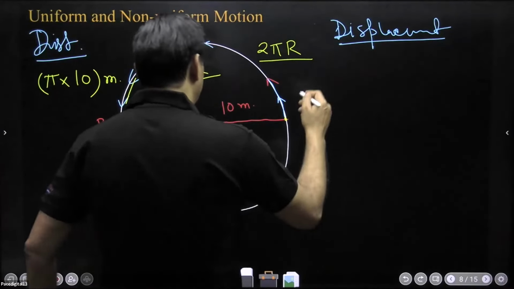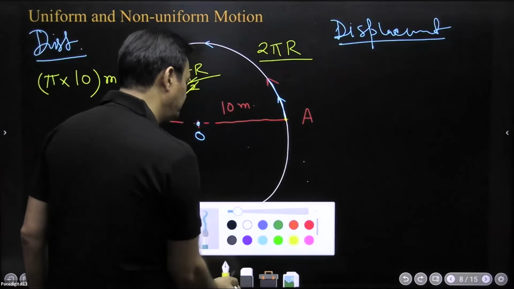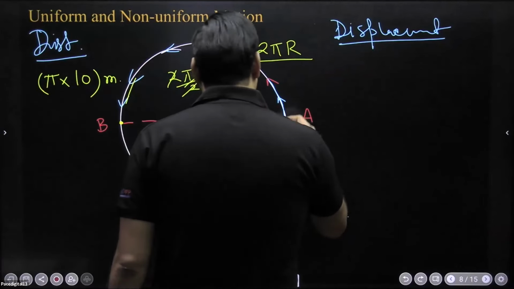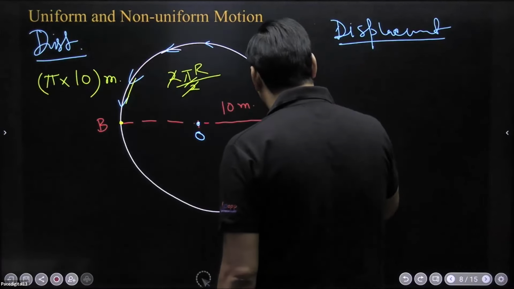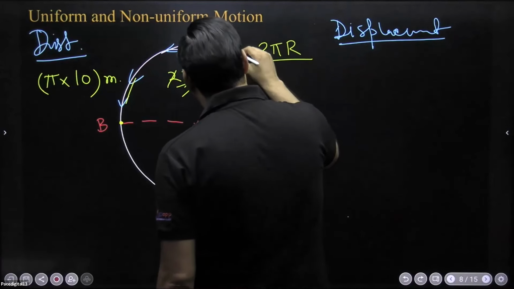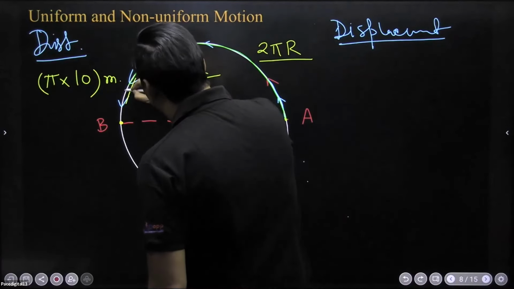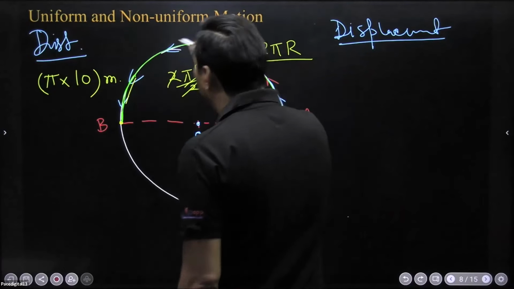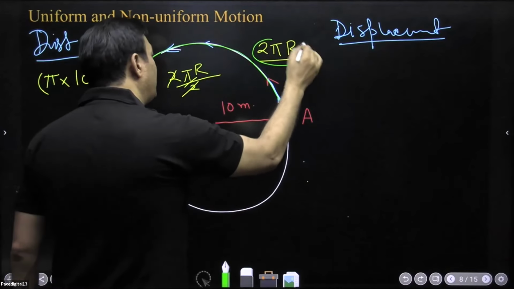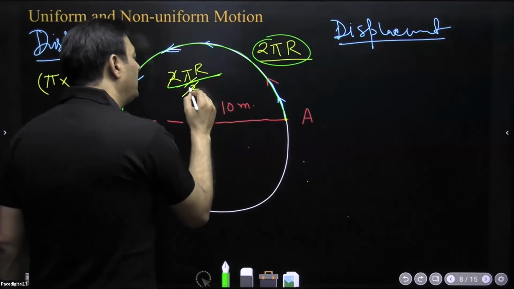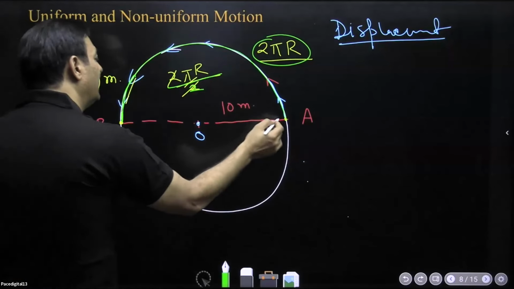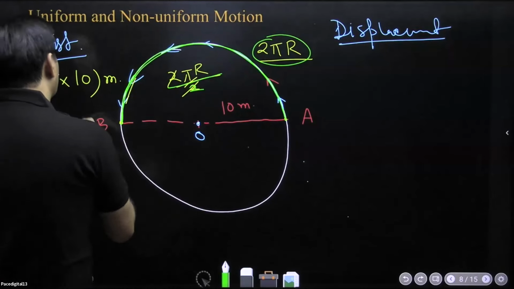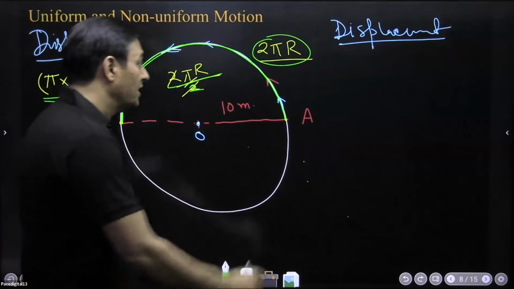Now, the displacement will be a vector. The body moved along this path. Please pay attention. It traveled like this along the circular path, reached here, and the distance covered is half of the circumference of the circle. Circumference was 2 pi r. I divide 2 pi r by 2, semicircle. And this path covered is pi into 10. This is the answer, distance covered.